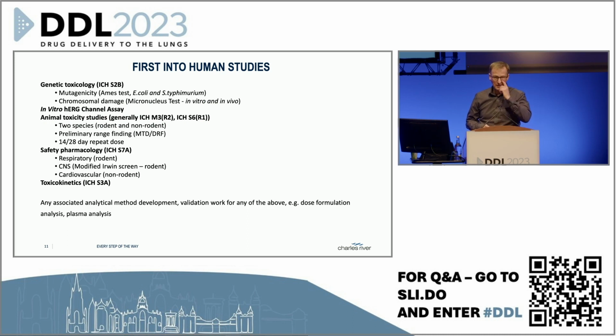So what are the studies that are required for first-into-human clinical studies? You'll require a genetic tox study, so an in vitro mutagenicity study, an in vitro chromosomal damage study, as well as an in vivo chromosomal damage study. And we generally run the micronucleus test at our lab. You also require an in vitro hERG channel assay and two animal toxicity studies in 2 species, as well as safety pharmacology studies, which I'll come on to a bit later on.